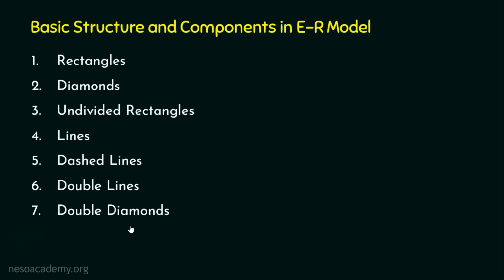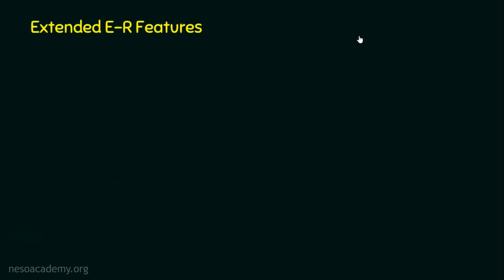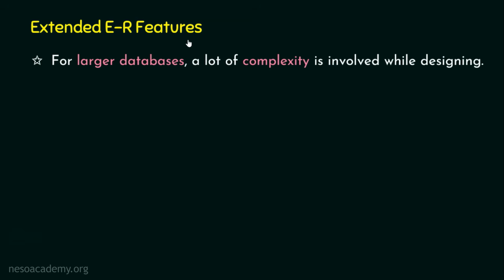Now you may be wondering why we are dealing with this. Because these are the symbols that are used as the basic structure and components in the ER model. But in this presentation, what we are focusing on is the extended ER features. At first, we need to understand why we need extended ER features. Databases can be of any size. It can be a smaller database or it can be a larger database. When designing databases for larger enterprises, say for example, a hospital management system or a banking enterprise or a software company, a lot of complexity is involved while designing.